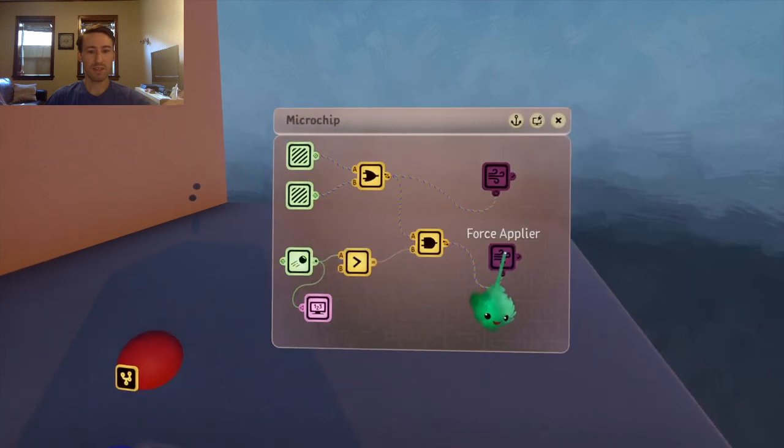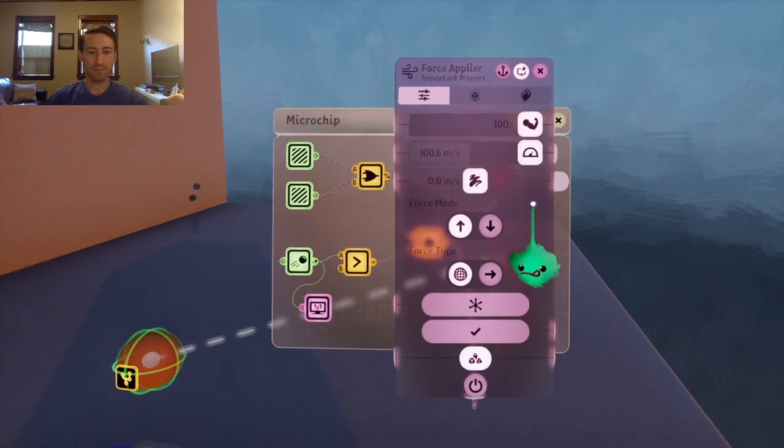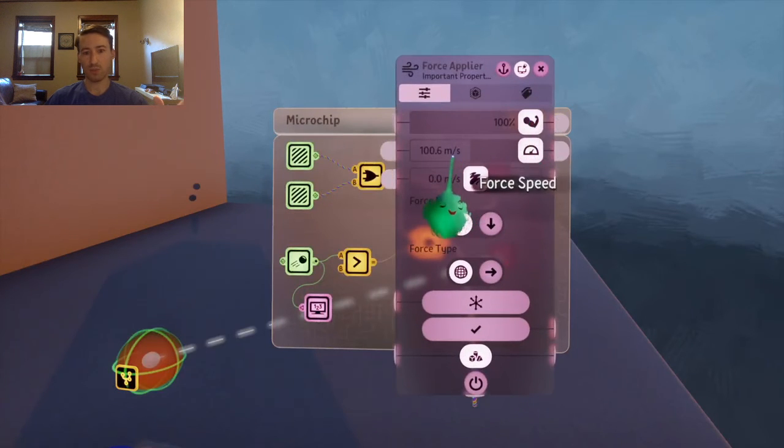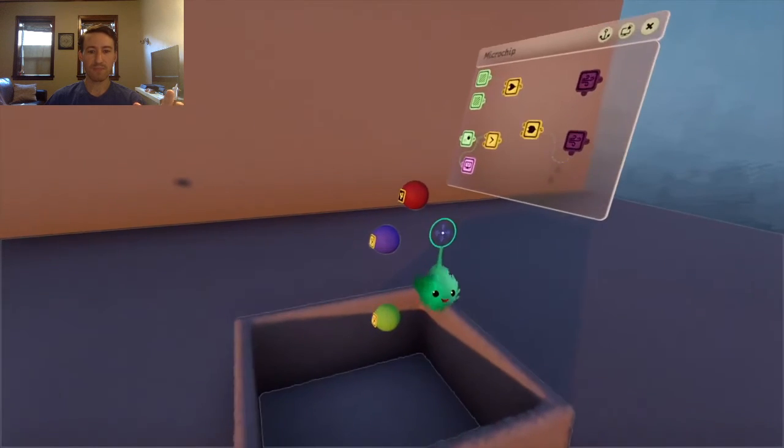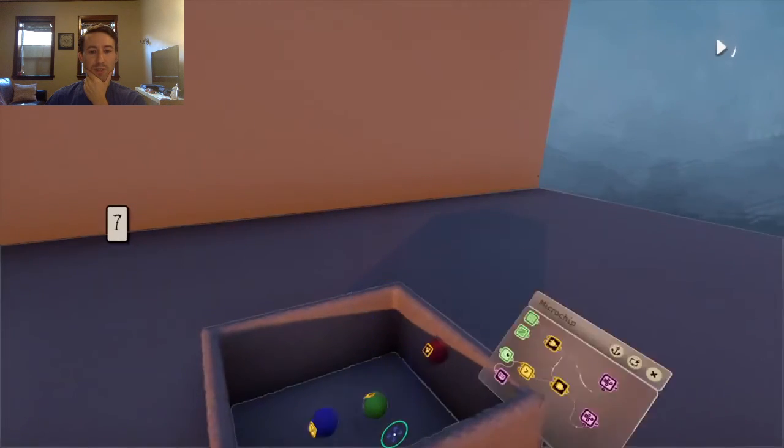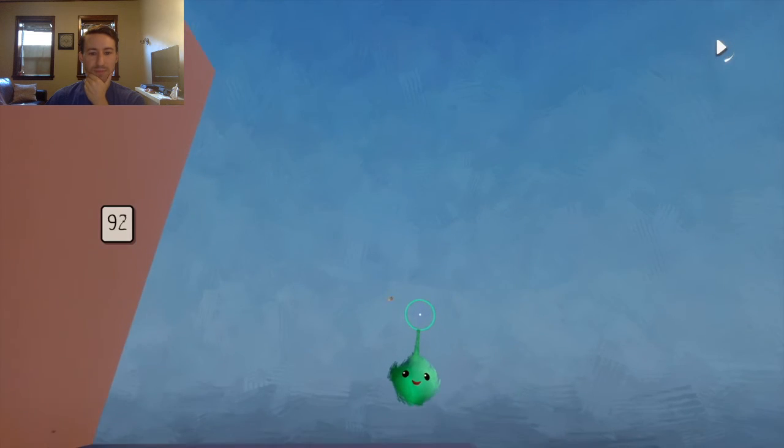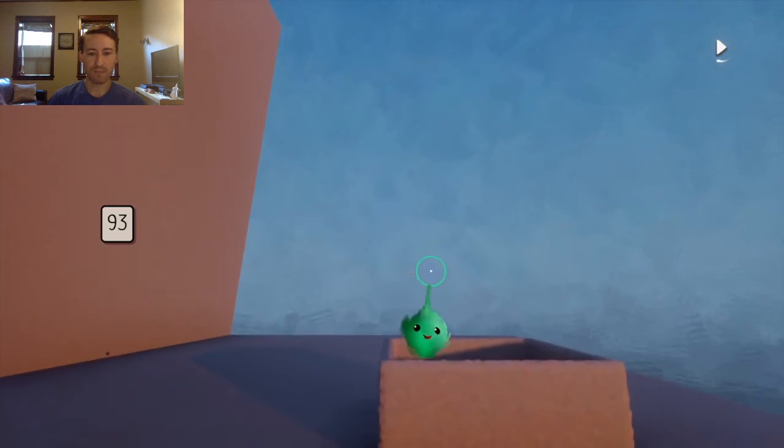So in this case, drop the ball. It's set to 100 meters a second, so you can see. If it's going above a certain thing, look at that. That's as far away.